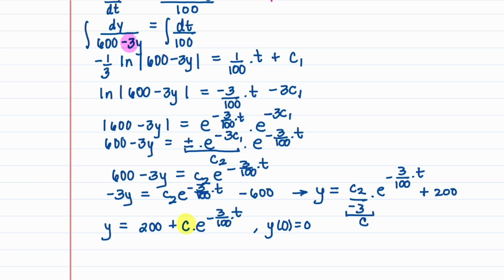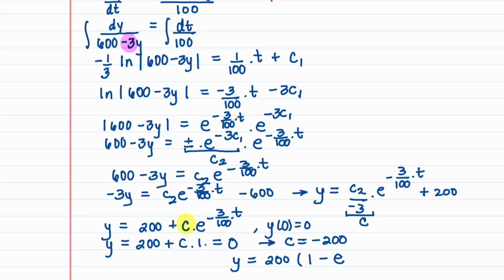So let's plug in that t is equal to 0. This gives us y is equal to 200 plus c times e to the 0, which is just 1, and this is equal to 0. So this tells us that c is equal to minus 200. And we can write our solution as y is equal to, let's see, they both have a 200. So I'll pull that out, and we have 1 minus e to the minus 3t over 100. And there's the solution to our differential equation.